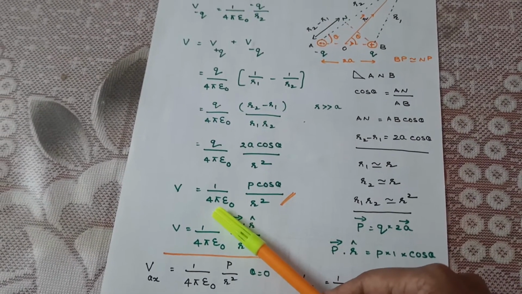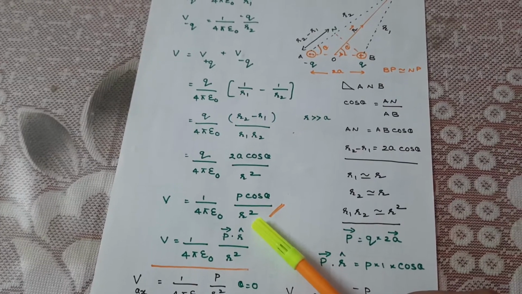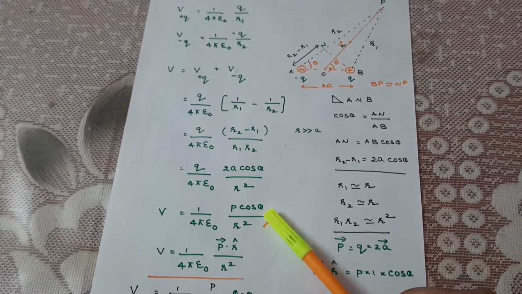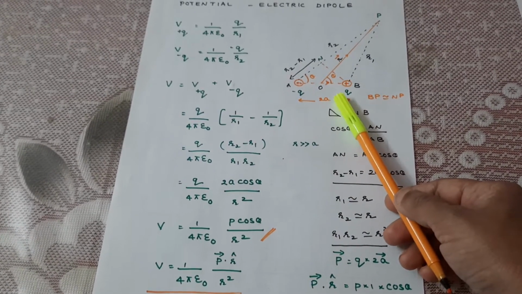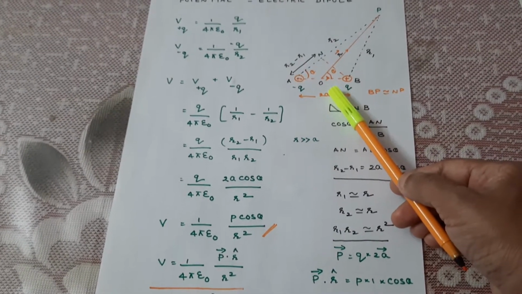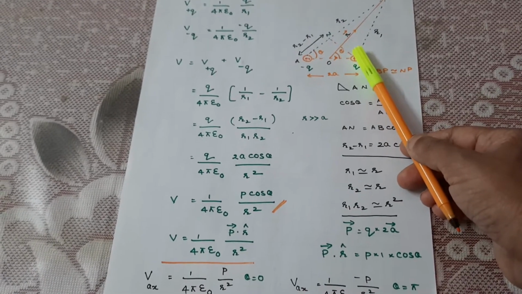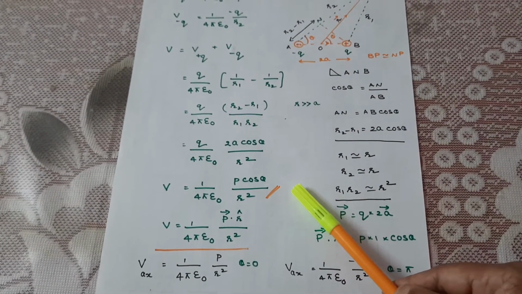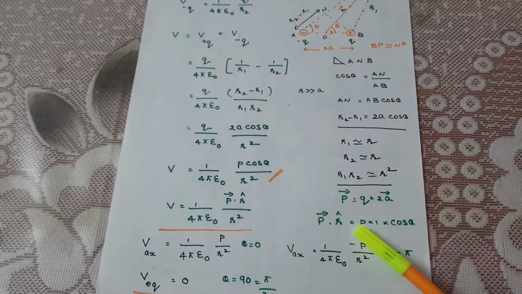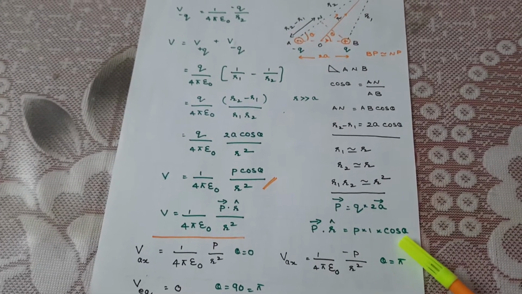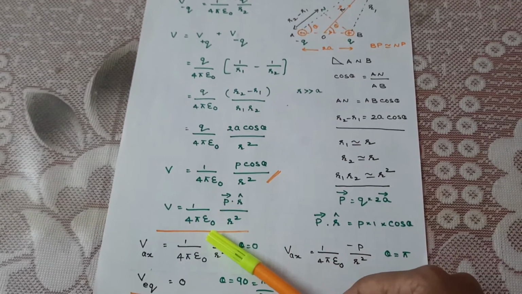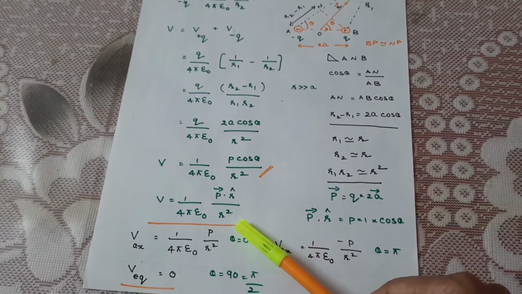So the potential due to a dipole depends not only on the distance r but also on the orientation, the angle theta. It is the angle between the dipole length and the distance vector. It is the same as the angle between the dipole moment and the distance vector. So p cos theta can be written as p dot r cap, because p dot r cap is p into cos theta. So the potential can be written as 1 by 4 pi epsilon 0 p dot r cap by r square.